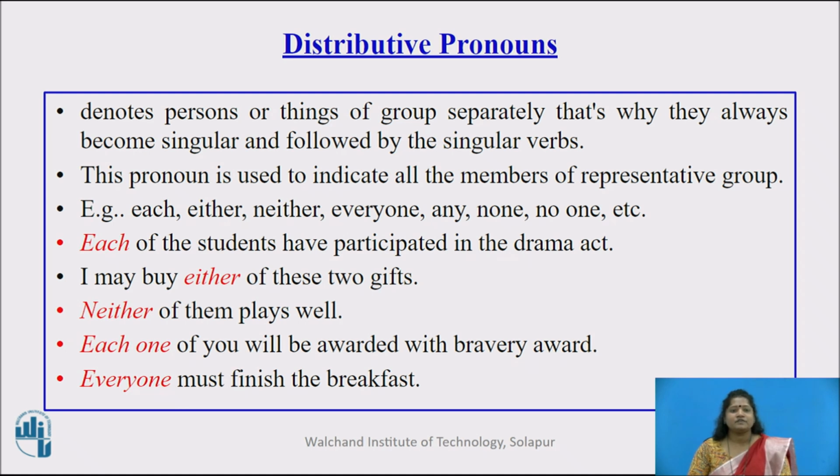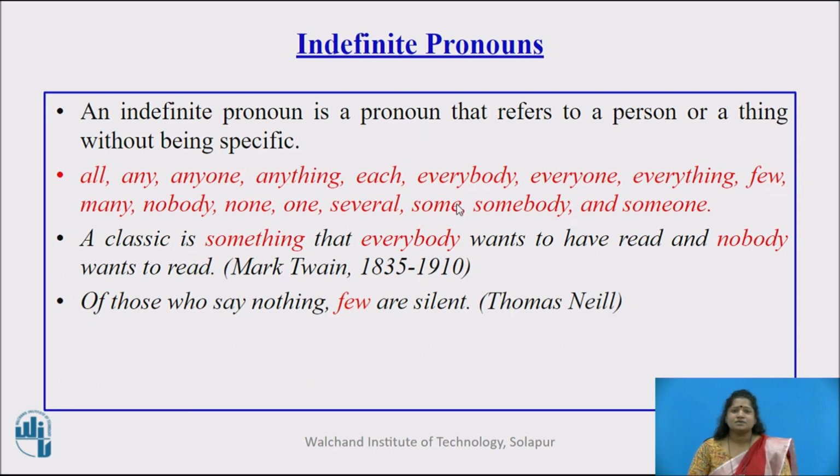In the following sentence, each of the students has participated in the drama act. Each is a distributive pronoun. I may buy either of these two gifts. Neither of them plays well. Each one of you will be awarded with a bravery award, and everyone must finish the breakfast. In all of these sentences, the words in red color, such as either, neither, each one, and everyone are distributive pronouns.